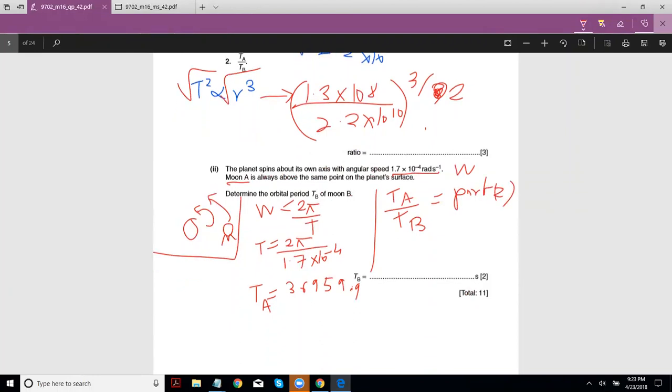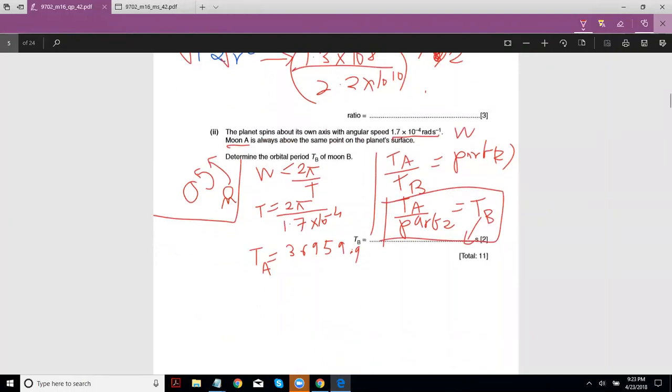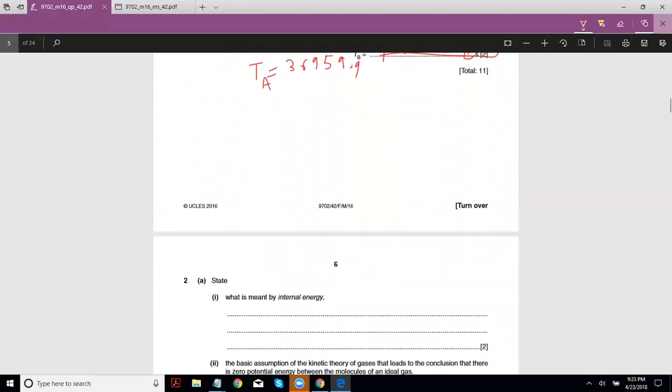And you basically just take TA, which you just calculated, and divide it by the answer to part 2. You get TB. And you just input TB. Not that TB, just this TB. You get both.